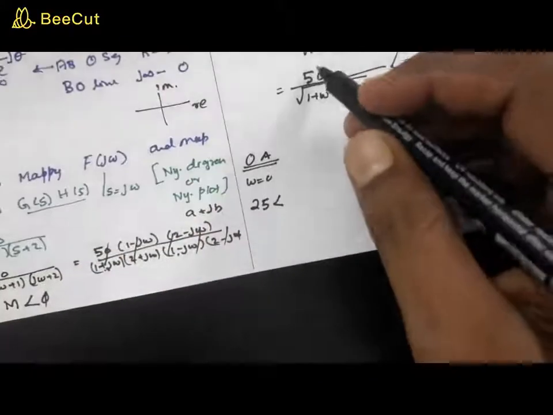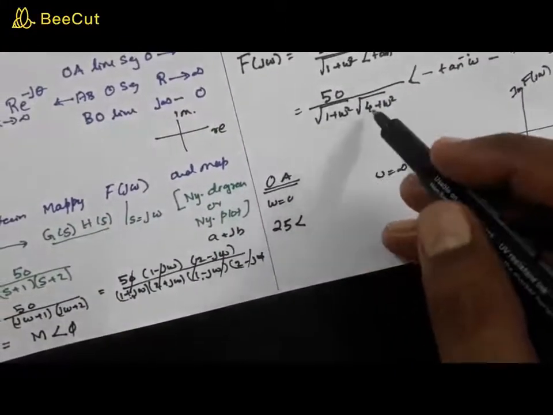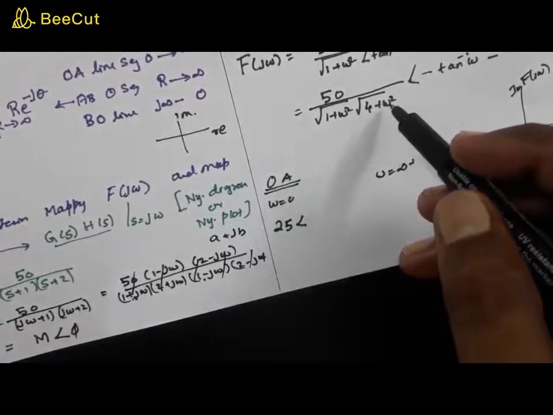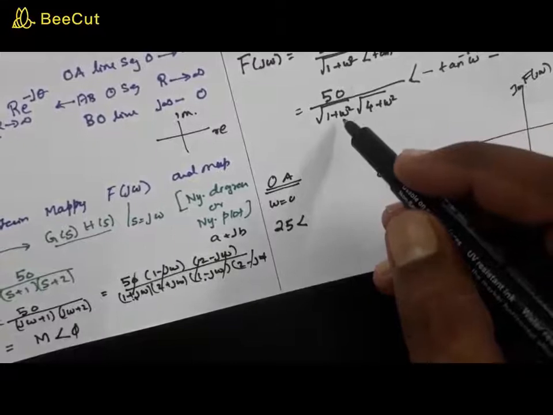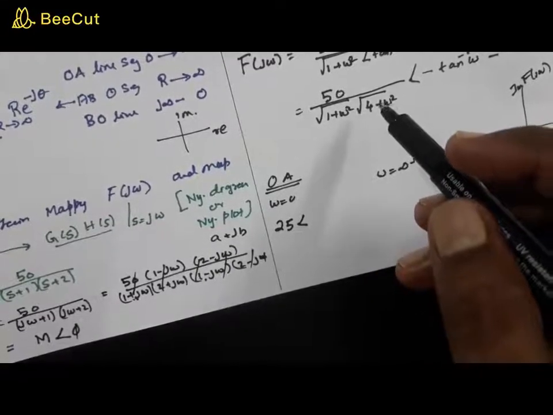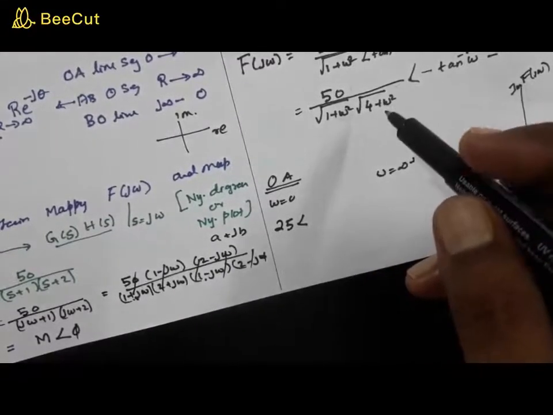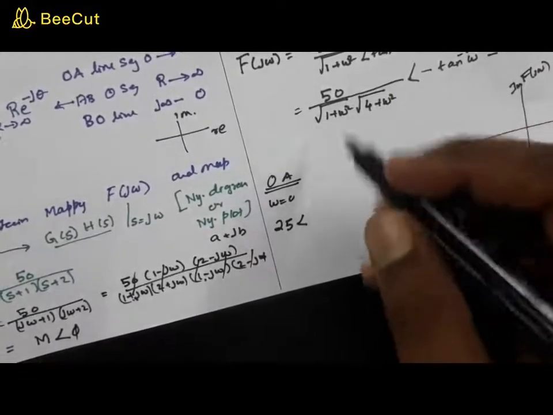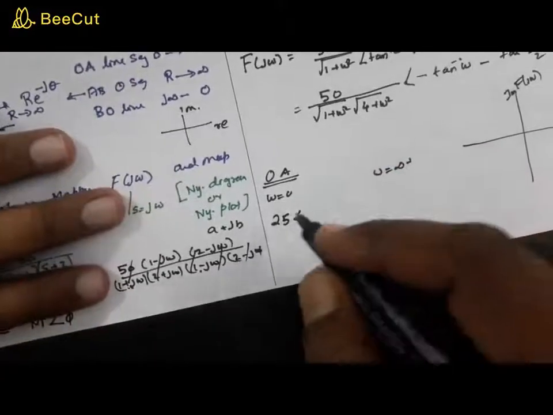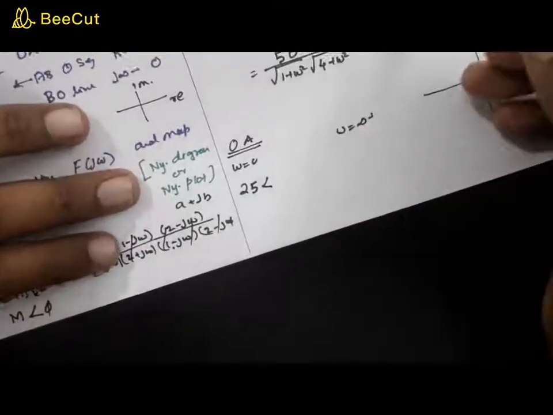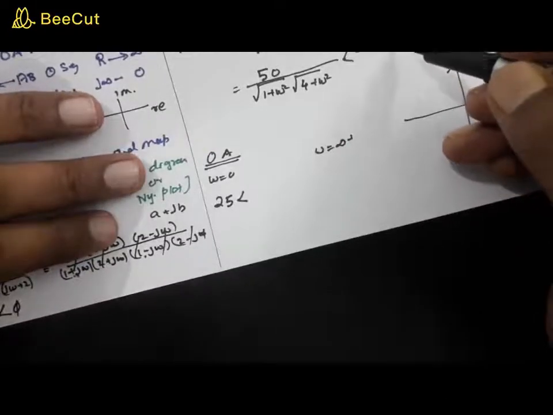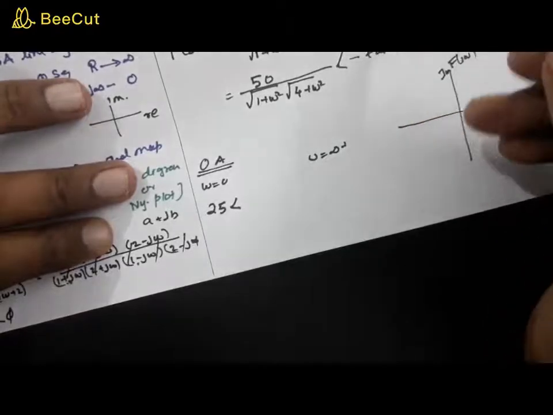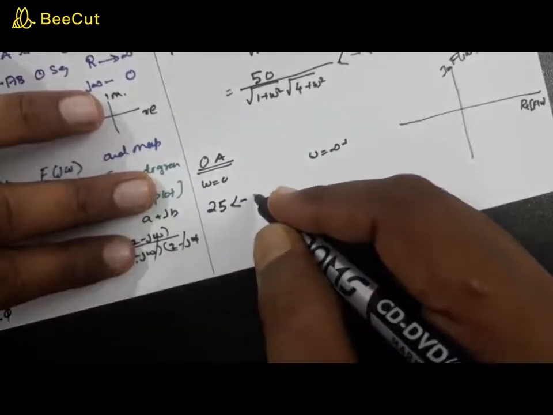This value is 50 divided by root of 1 plus 0, 50 divided by 2 square, 50 divided by 2, that is equal to 25. Angle at omega is equal to 0: minus tan inverse 0 is 0, this is also 0. So this is minus 0, so this will be 25 angle minus 0.